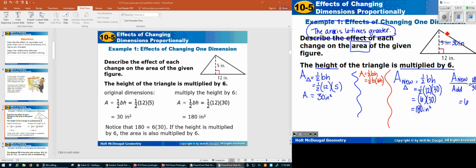Compare that to the original formula, which was 1/2 base times height. Do you see that in that formula, all we're doing to the 1/2 times the base times the height is multiplying the formula by 6? So if you compare the two formulas, you can see that this is just going to be 6 times more.